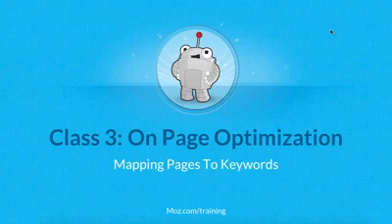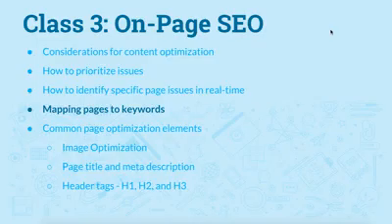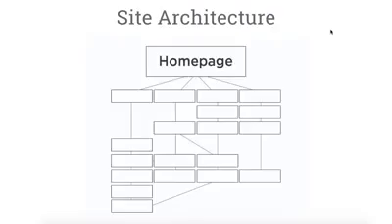This is the on-page optimization course, and in this lesson, we'll be talking about mapping pages to keywords. Now, before we begin optimizing, we want to identify our top performing content and then map the keywords to those pages. The obvious route to identifying your top content might seem to be the site architecture.